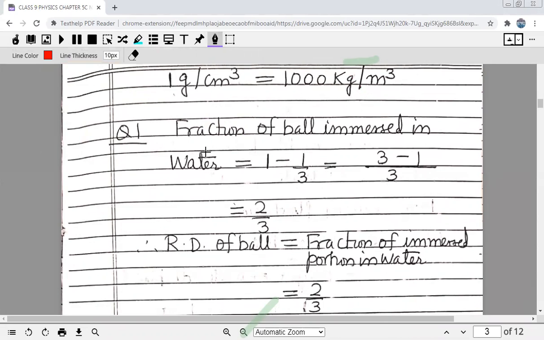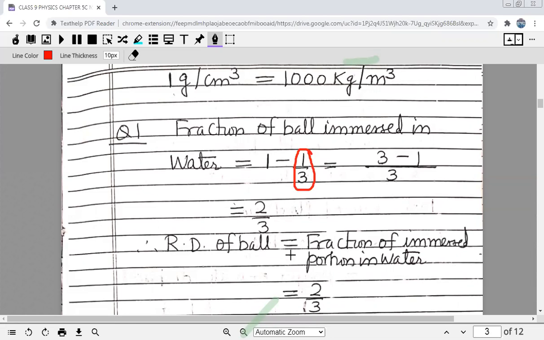Now see here question number 1. All of you see in your book question number 1. A rubber ball floats on water with 1/3 of its volume outside water. So when 1/3 is outside water, what will be the fraction of immersed portion? It will be 1 minus 1/3, that is 2/3. So the rubber ball is floating in water with 2/3 portion immersed.